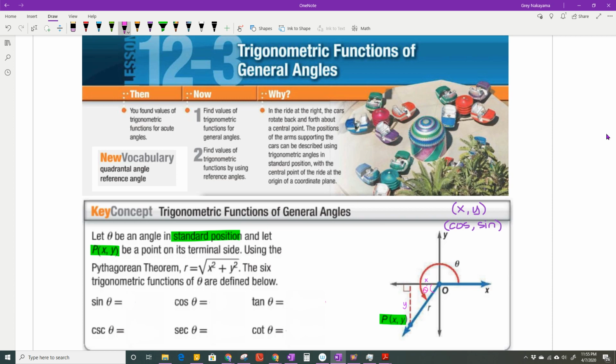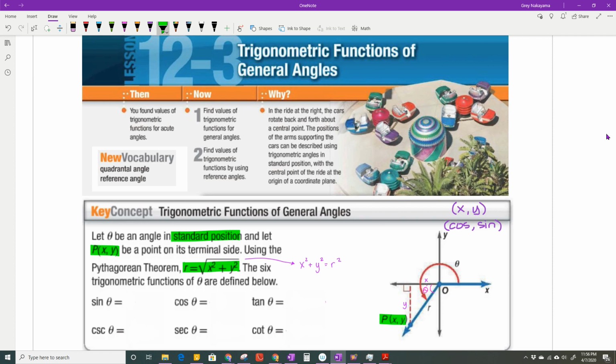So using your Pythagorean theorem, you might be more familiar with knowing that x squared plus y squared equals r squared. Well, that means that r equals the square root of x squared plus y squared. However you choose to remember, this is a very, very important relationship that we're going to use a lot to do these problems.